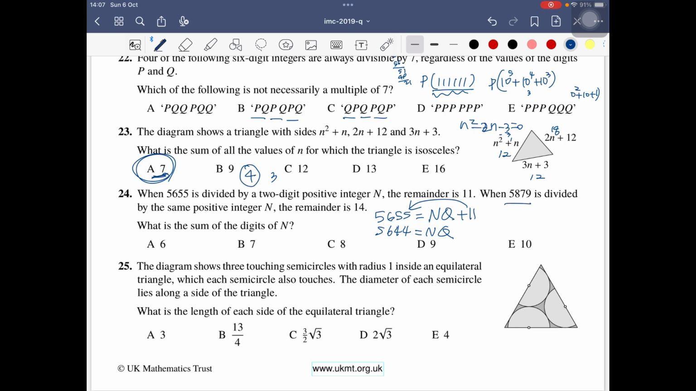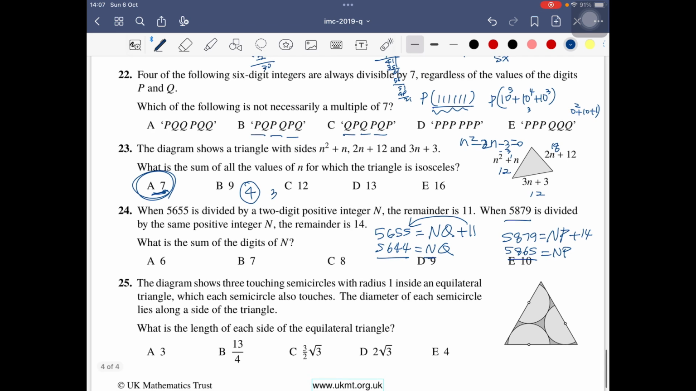And this one, 5879 also, let's say P plus 14. So 5865 is a multiple of the divisor n. So n is a factor of this and a factor of this. So let's find the common factors of them.